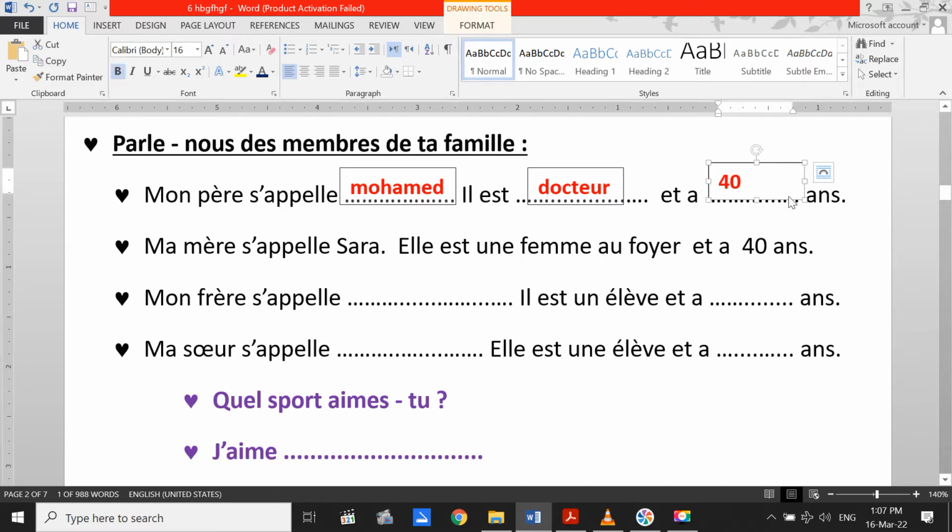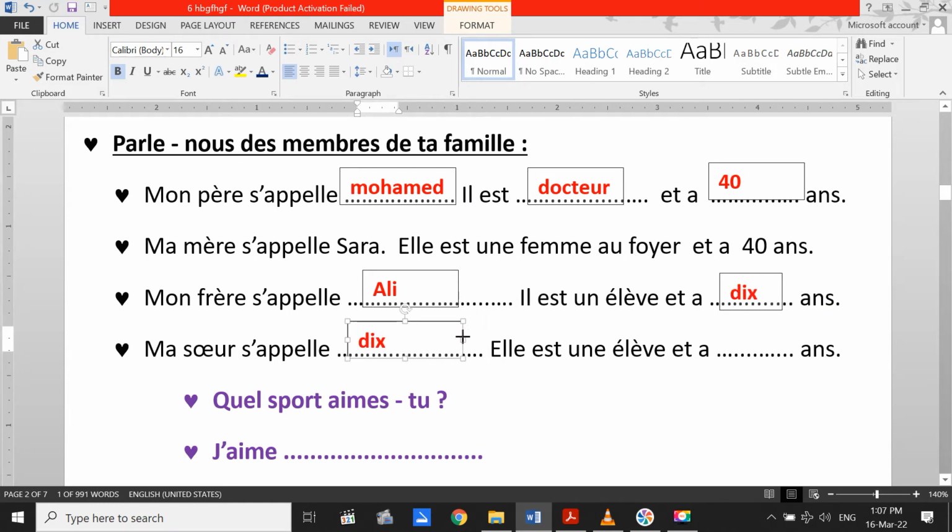Mon frère s'appelle, say, par exemple, mon frère s'appelle Ali. Il est un élève, he is a student. Il a, par exemple, let's say 10 ans. Il a 10 ans. And he is 10. Donc, ma sœur s'appelle, the same thing, I repeat again and again. You can say something not real. If the name of my sister is, for example, Hala, and I want to say my sister's name is Mariam, as you like. Okay, Mariam. Elle est une élève, she's a student, et a, let's say, like the brother, 10 ans.